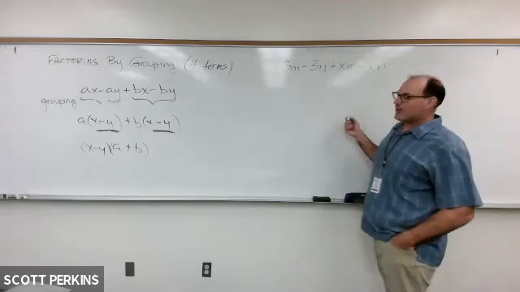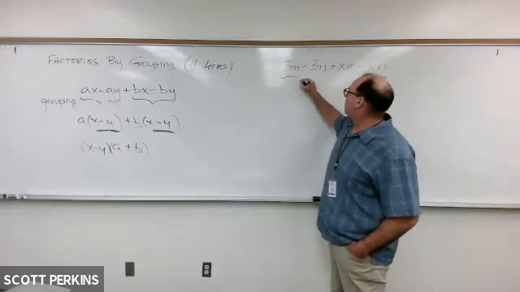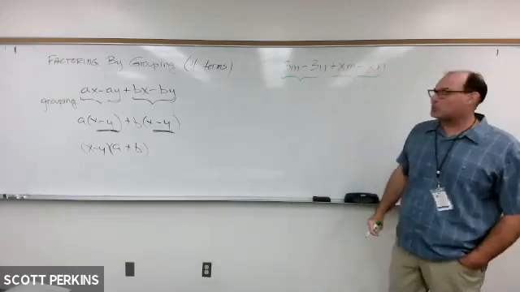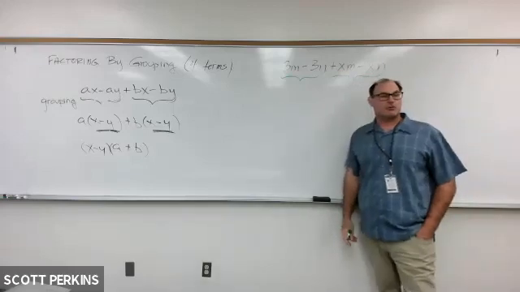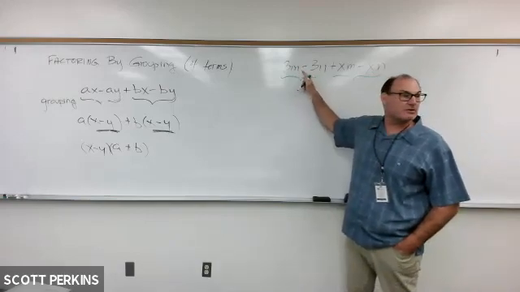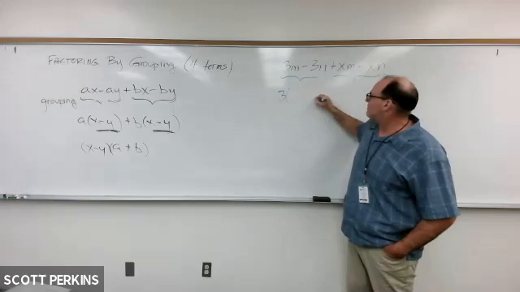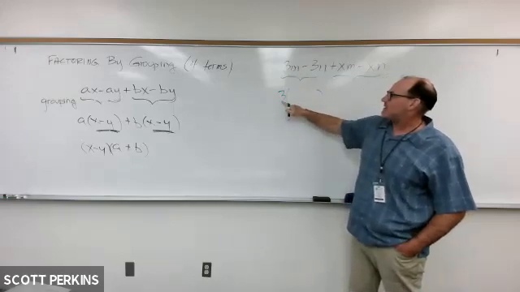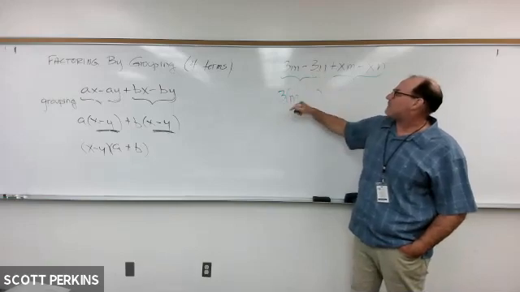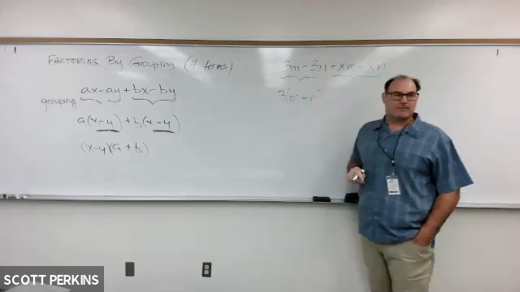Once again, there's not something in common to all four terms. So I'm going to consider the first two as a group. I'm going to consider the last two as a group. What's in common to the first two terms? 3, staring us in the face. So 3m, take out the 3, I'm left with m. 3n, take out the 3, I'm left with n.